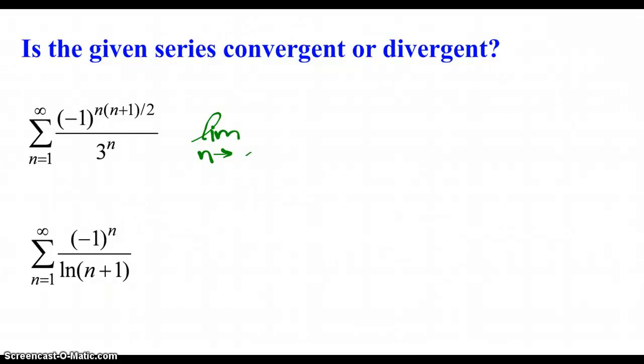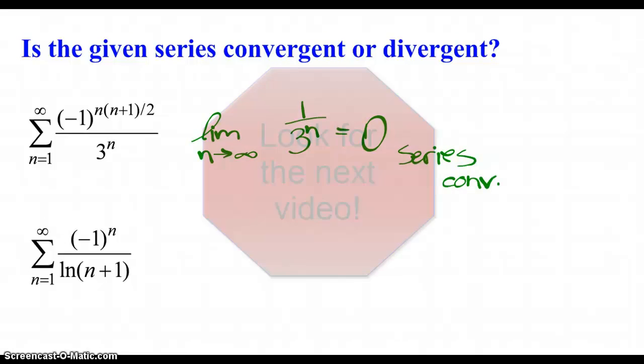I need to determine the limit as n approaches infinity of 1 over 3 to the n. That's the positive portion, the positive counterpart to this alternating series. And sure enough, that goes to 0. So this series converges. I'm out of time on this video. Look for the next video.